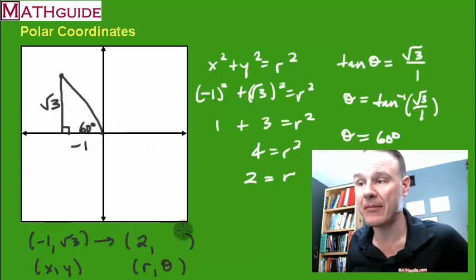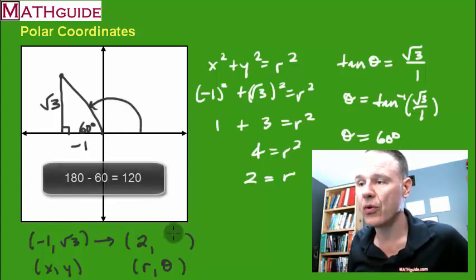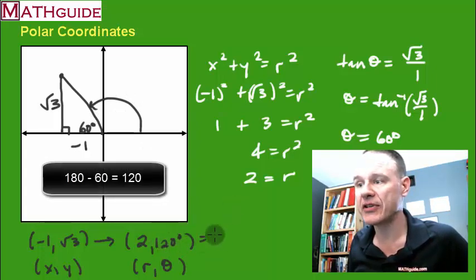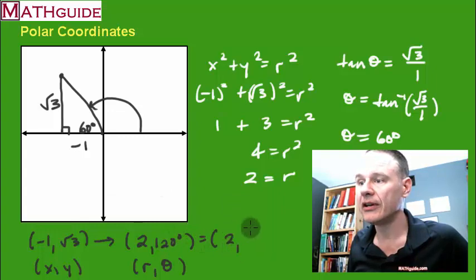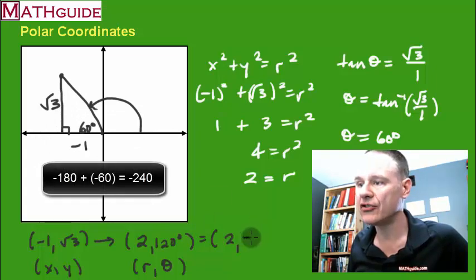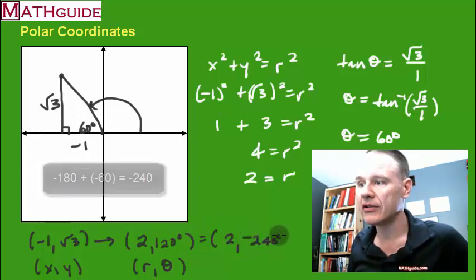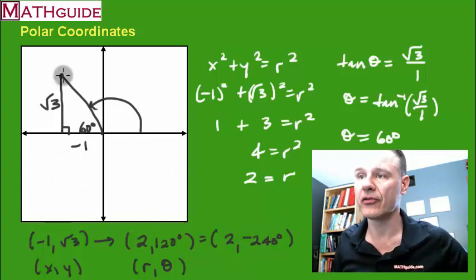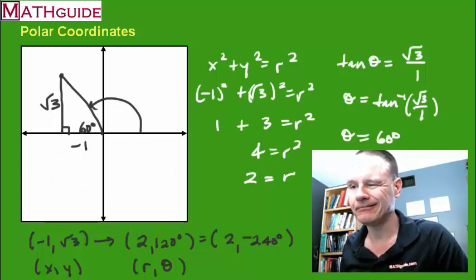Now, I do realize that this 60 degrees is the reference angle, right? This is 60 degrees. It's not my final answer. 60 degrees is in the first quadrant. So what I want to do is figure out what this angle is, which is 120. Now, there are other options here. You could instead say this is negative 180 plus 60, which would be negative 240. So there is no unique answer for polar coordinates.